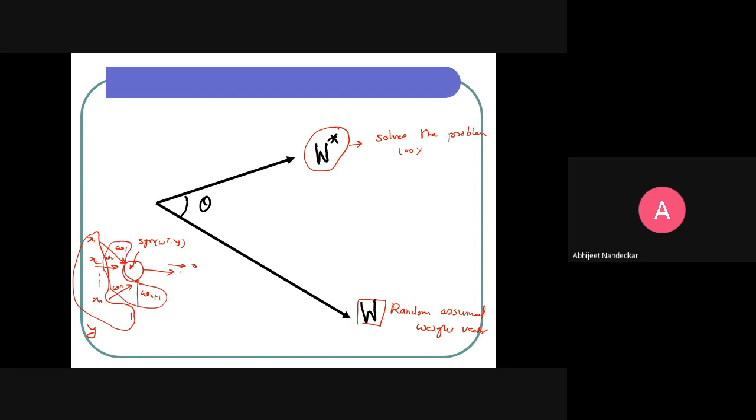Okay, now what I am saying, I will initially randomly assume this weight, and suppose this is the direction of that weight, and this theta is the angle between W star and W. That is, the actual solution is here, but you are assuming somewhere here. So the angle between the two vectors is theta.